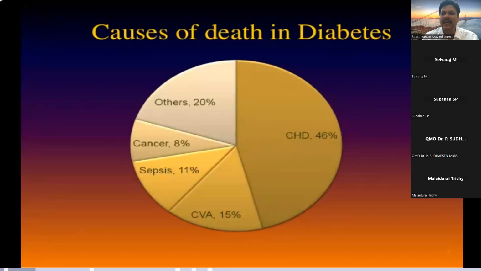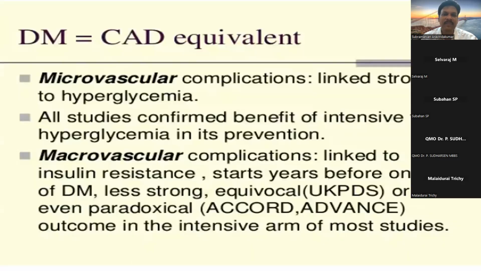Predominantly in the diabetic population, close to 50% of people die with coronary disease. That is a very, very high number. That means we have to have a clear understanding of how to manage it. The next statement I'm going to make is diabetes is equal to CAD equivalent. So it means having diabetes means a coronary disease has, in effect, already happened.